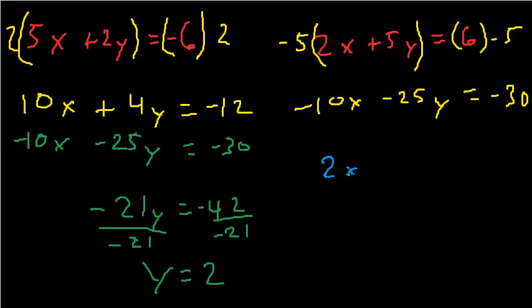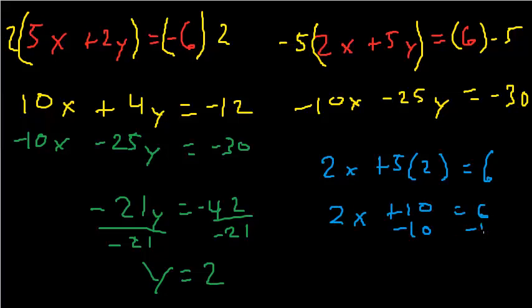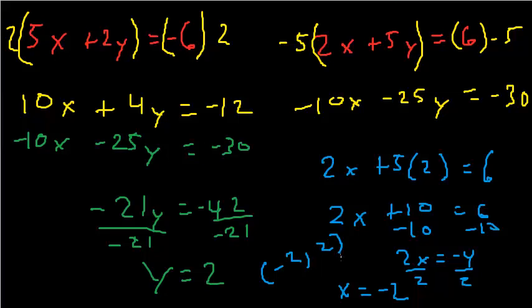So 2x plus 5 times 2 is equal to 6, and then solve for x. So 2x plus 10 equals 6. Subtract 10 from both sides. 2x equals a negative 4. Divide by 2, and I have x is equal to a negative 2. So my solution then, negative 2, 2.